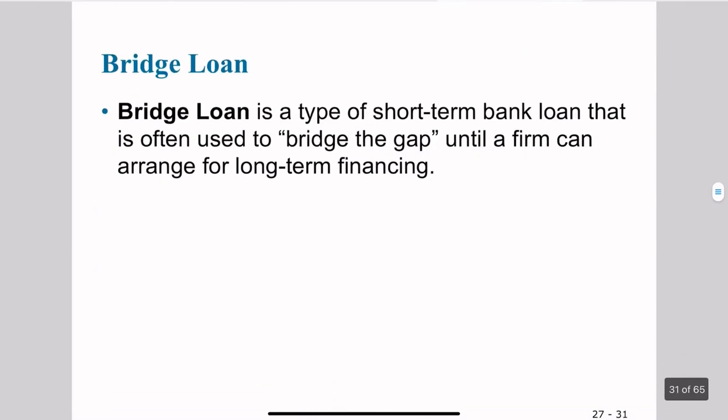Okay, the third type, bridge loan. Judging from the name, you can see that this loan is a type of short-term debt that is used to bridge the gap, right? So that's why it is called bridge loan. So what gap do we want to bridge here? Well, sometimes the firm will have some gap in its financing. So bridge loan is the loan the firm wants to use before the firm obtains its longer term financing.